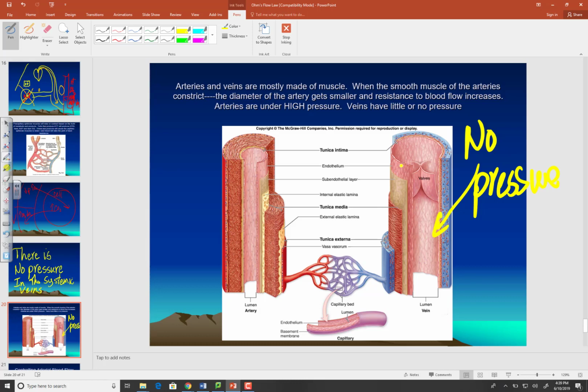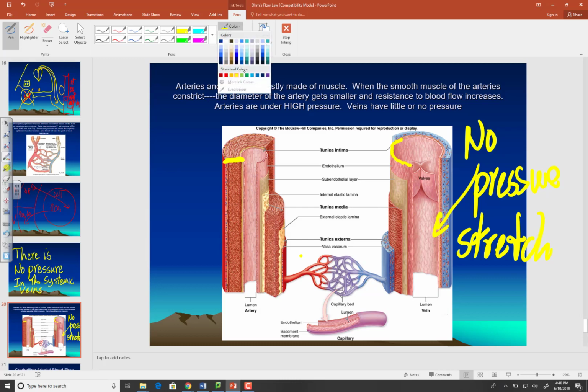Look, that's the muscular wall. Look at how thin that is compared to this. Why is it thin? Because there's no pressure in the systemic veins. So a thin muscular wall in a vein means veins can stretch. And that also means that veins can hold extra blood.